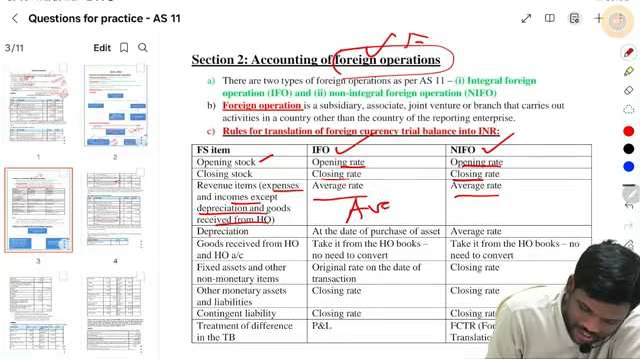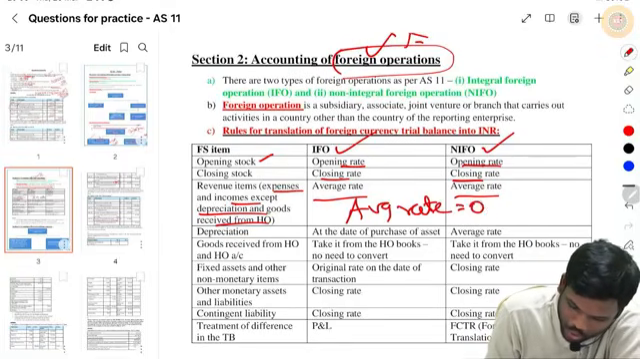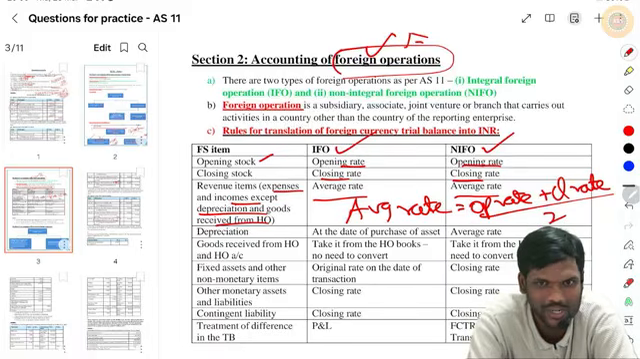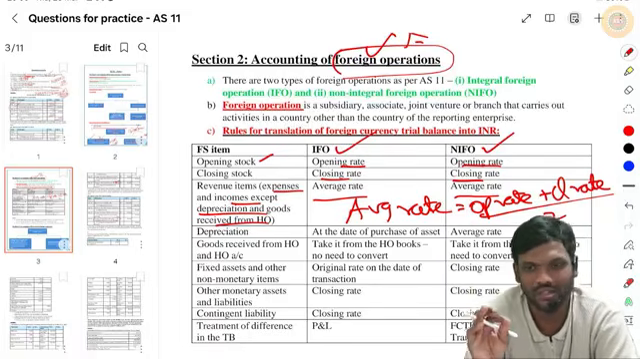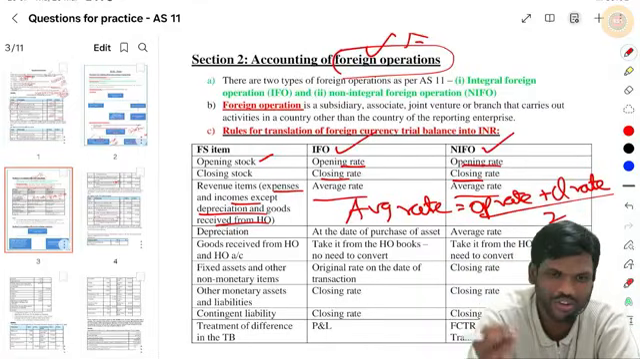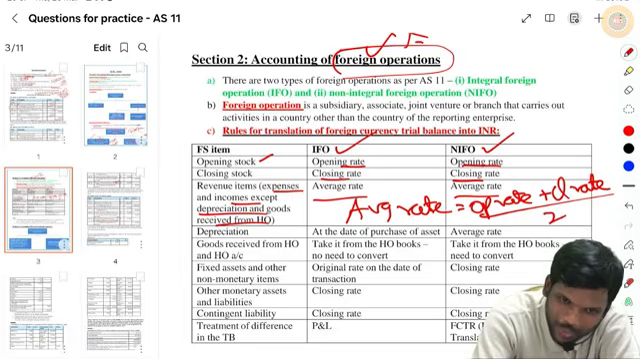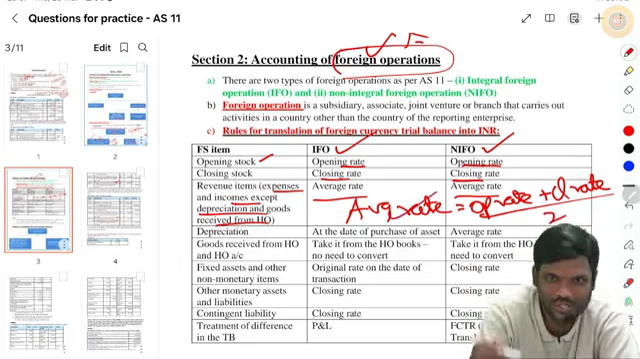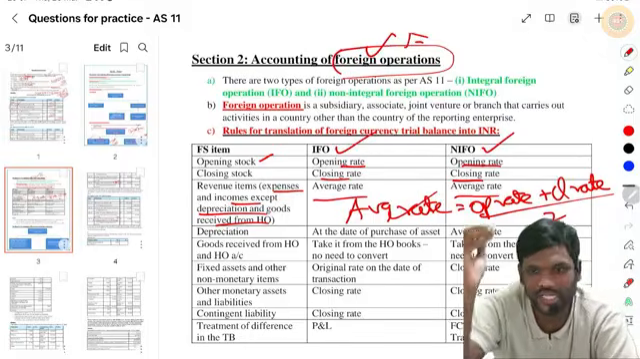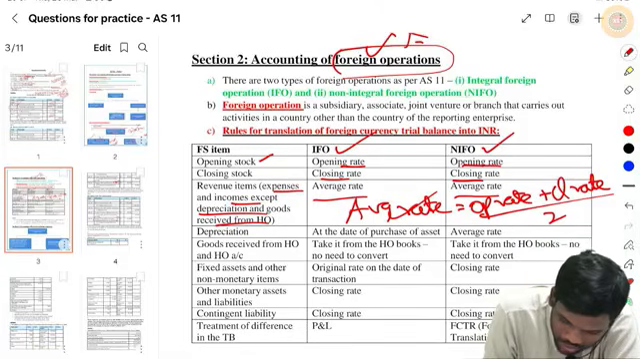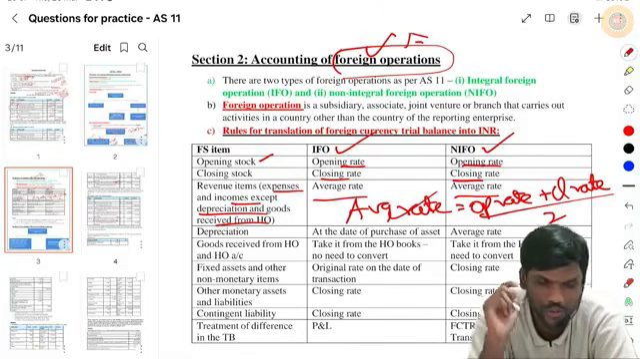What do you mean by average rate? Average rate is equal to opening rate plus closing rate divided by 2. Very simple. They will give you the opening rate in the question, they will give you the closing rate in the question. If your fate is good, they will give you even the average rate in the question. Even if they don't give it, it is very simple. Take the calculator, add the opening rate, add the closing rate, divide by 2. You will get your average rate. Using that average rate, convert from foreign currency to INR. Okay, sir, till now for IFO and NIFO the rules were the same, but from now it's going to change. Be careful.